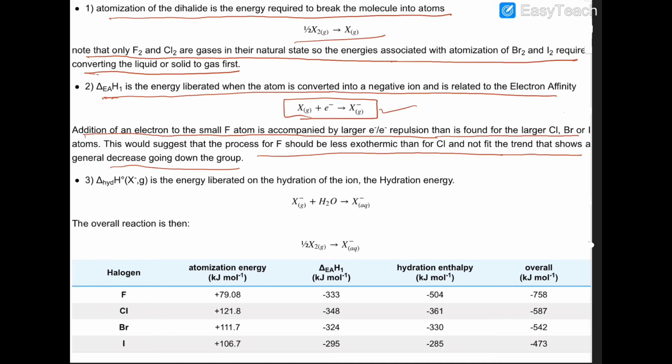And the last step being what? The last step being the enthalpy of hydration. Once the anion is formed, it interacts with the water, and an aqueous anion formation will happen. Now you can see in the table given at the bottom, the enthalpy of atomization of all these four elements is given to you.